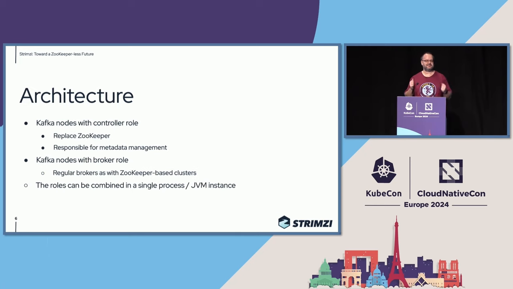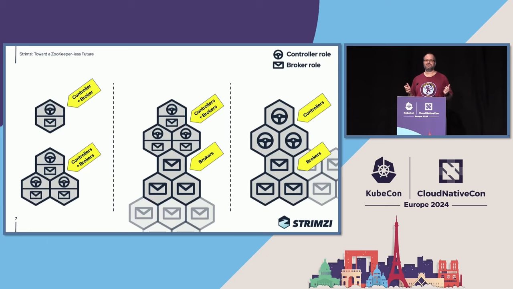The way it is implemented is that the Kafka nodes will have two different roles. One role is the controller role, which is the part of the Kafka node which will take over the ZooKeeper responsibilities, managing the quorum, managing the metadata. And then the second role is the broker role, which is what's used to deliver the messages between the clients. And what's interesting is that these roles can also be mixed in the same process, in the same JVM, in the same container.